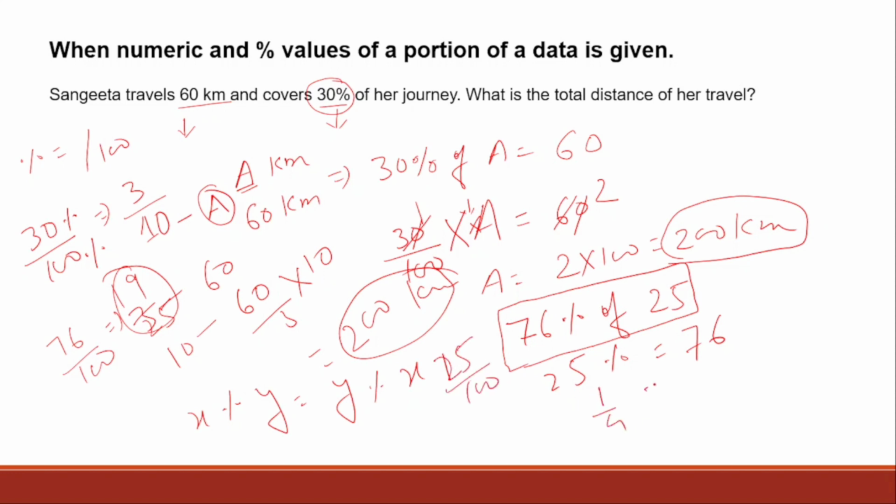So 1 by 4 of 76 will be 19. Okay, just understand this one. We have to find the 25% of 76, and 25% is 1 by 4. So we need to find out the 1 by 4 of 76, that is 19.